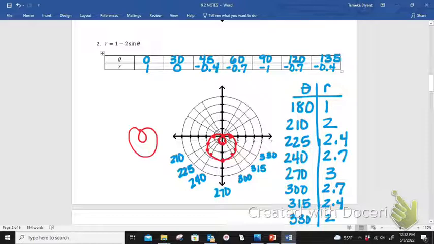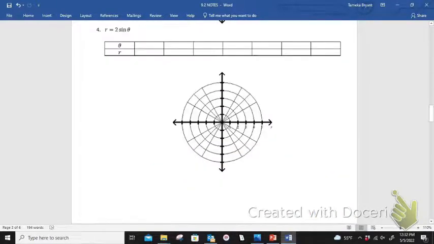All right, go ahead and go to question number 4. We'll skip 3. You can cross off 3. And let's go to 4. All right, so for number 4, it is a circle. Again, circles are pretty simple to graph.